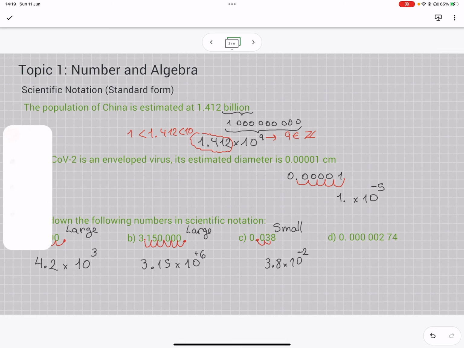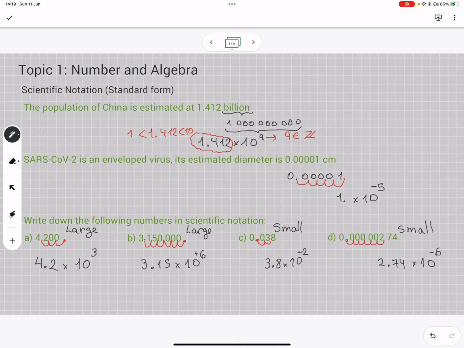Last example. Look at the decimal point and move it until you have a number between 1 and 10. 1 place, 2 places, 3, 4, 5, 6 places to the right. So it will be 2.74 times 10 to the power of negative 6. Don't forget that it's negative. The power of 10 is negative because this is a small number.